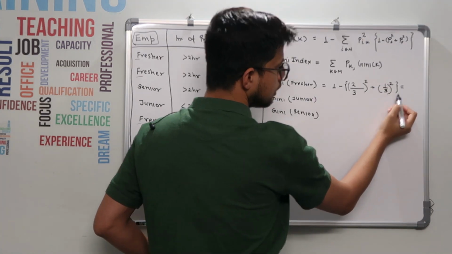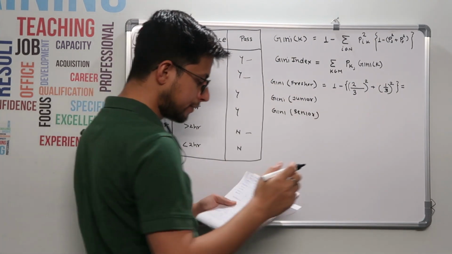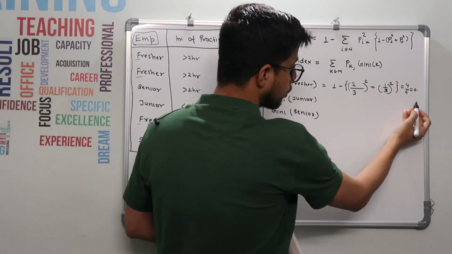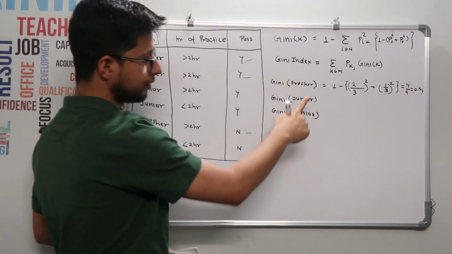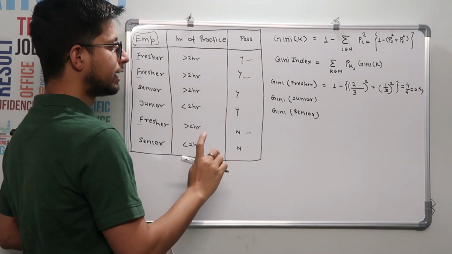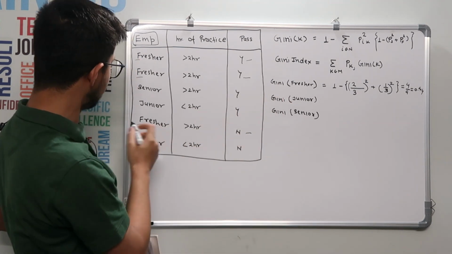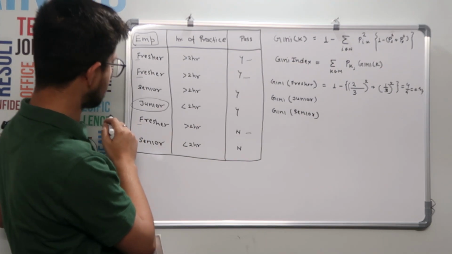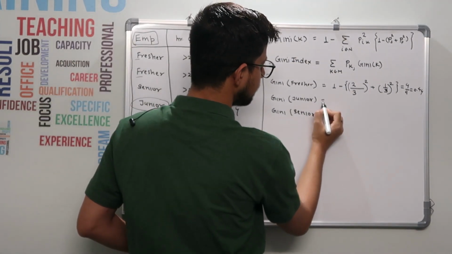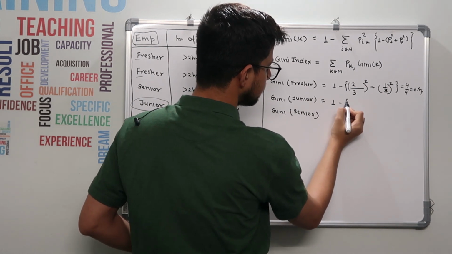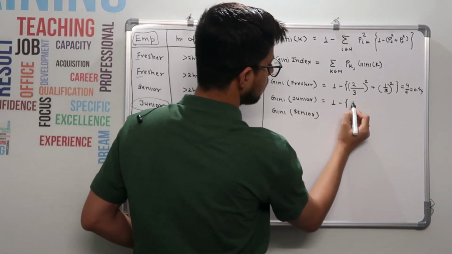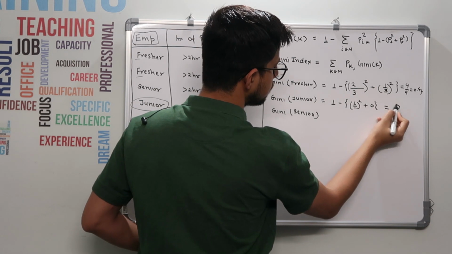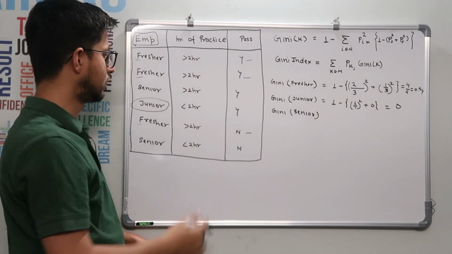If you solve this, it will come to 4 by 9, that is 0.44. This is how we calculate the Gini for fresher. Now let's calculate Gini for junior. How many juniors are there? There is only one junior, so you calculate 1 minus (1 by 1 whole square plus 0), and that will be 0. Your Gini value will be 0 for junior.